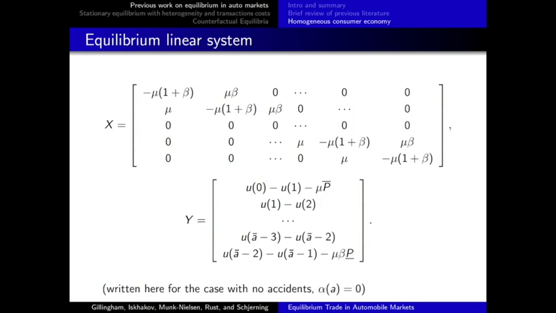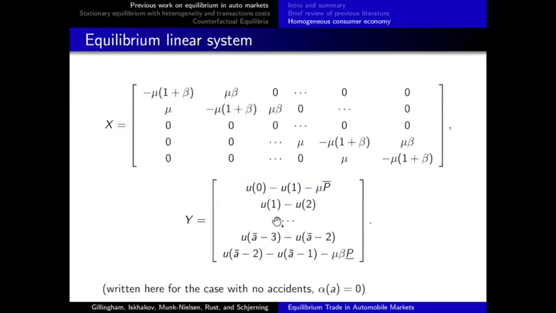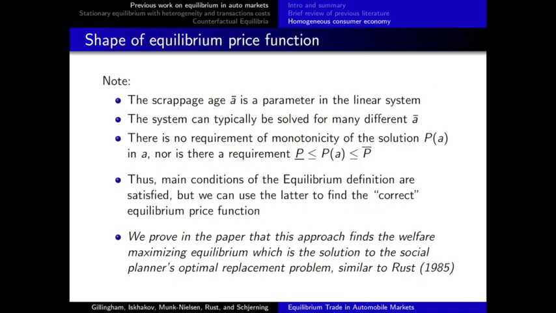So you can solve this very easily. And then there are a few things I want to say here. Until now we've been just assuming A bar as a parameter, and you need that to solve this linear system. But you can easily solve the linear system and just vary what A bar is, calculate prices for many different values of A bar, and then see if they're satisfying the equilibrium conditions. That's what we do.